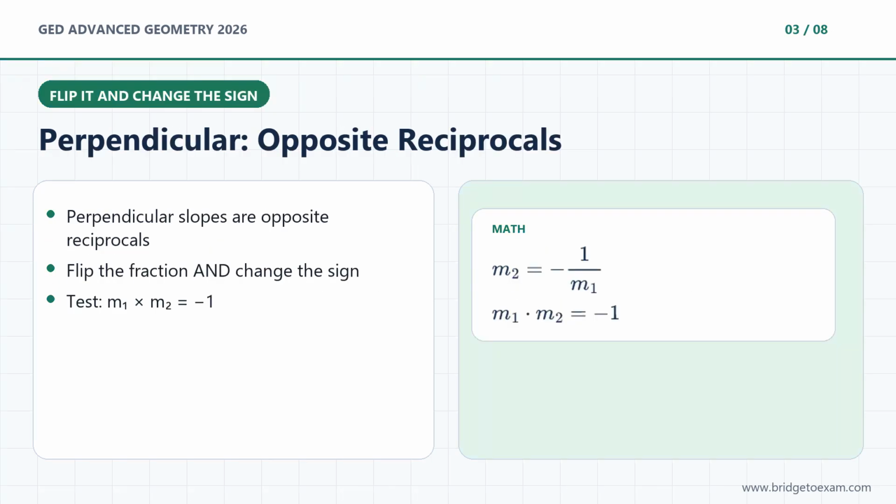The second rule is the star of this session. Perpendicular lines have slopes that are opposite reciprocals. That means two steps. Flip the fraction upside down and change the sign. The quick test is that the two slopes multiply to -1. Careful, perpendicular is not just the negative of the slope. You must both flip and change the sign.